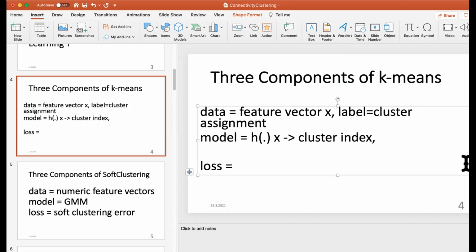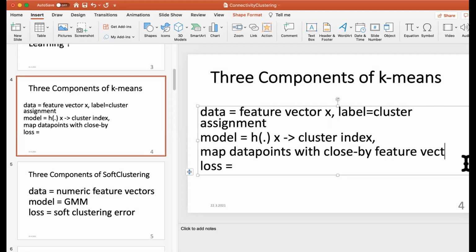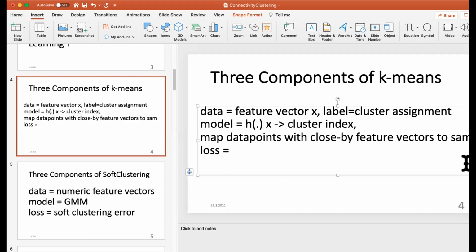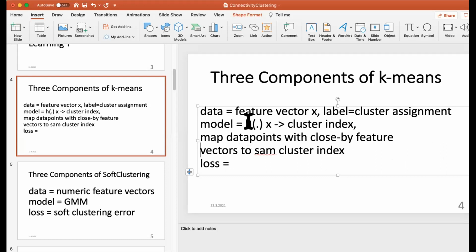So let's write it out. Map data points with close-by feature vectors to same cluster index. And then you can find different types of such functions h that map a feature vector x to a cluster index that conform with this model or assumption. So that's used by K-means.